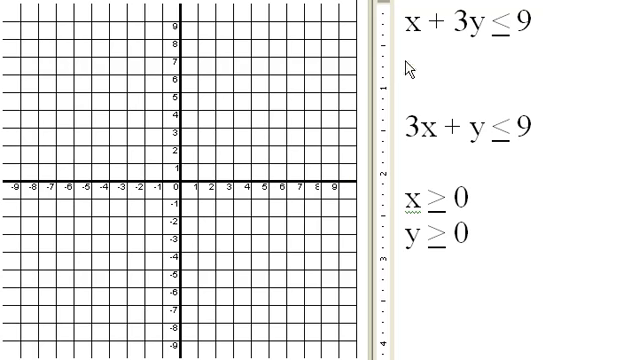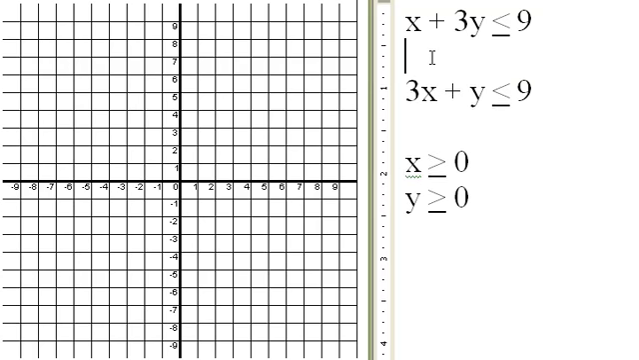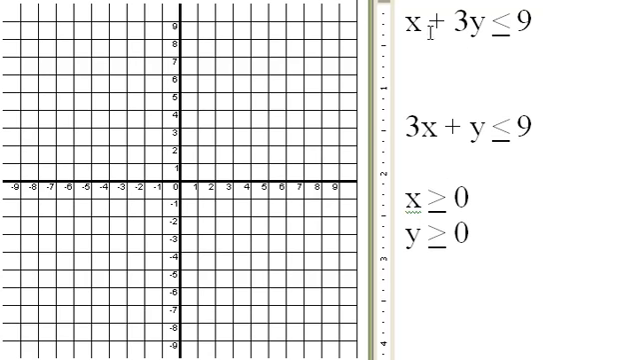So here we have 4 inequalities. We want to graph them all and see where they overlap on the coordinate grid over here. And these first 2 are given to me in standard form. For standard form, my preference is to graph using the x and y intercepts, which of course I just find by substituting 0 for x to find y, and then 0 for y to find x.